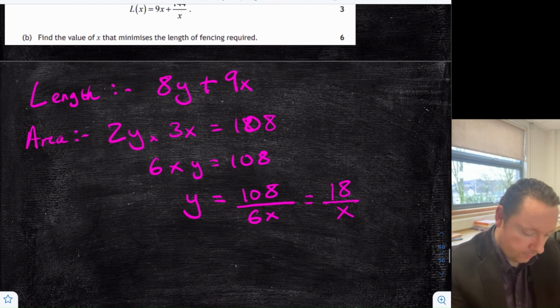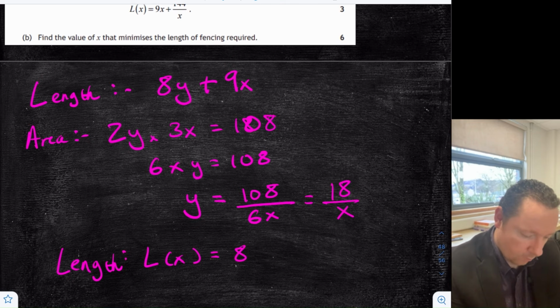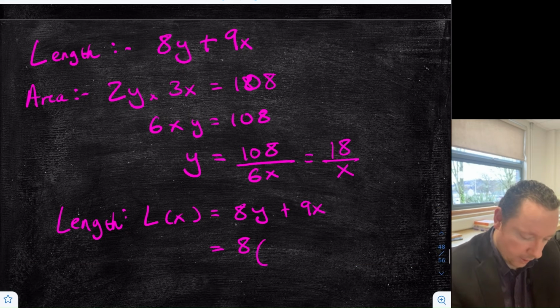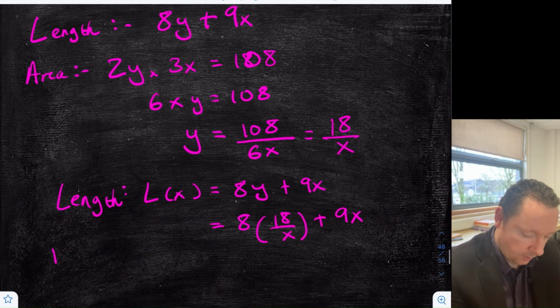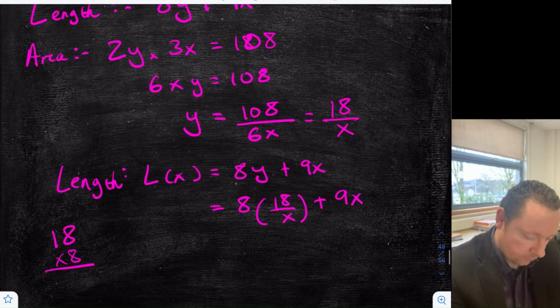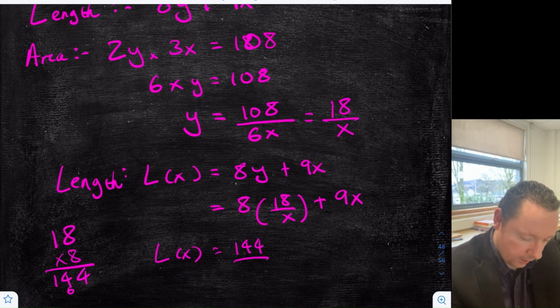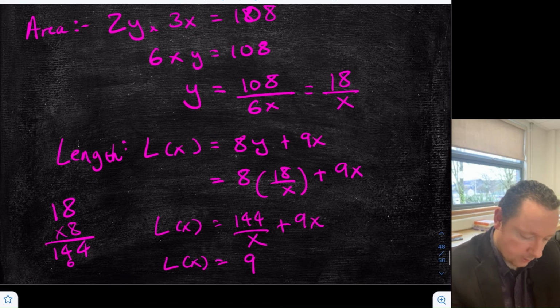So now for our length, L of x, which was 8y plus 9x, we can replace the y by 18 over x plus 9x. And we're trying to make it look like 144 over x. Well, let's hope. 8 times 18. 8 8s is 64. 8 1s is 8. 8 plus 6 is 14. So our length of x is equal to 144 over x plus 9x. Or to make it look exactly the same as we're given in the question, 9x plus 144 over x.